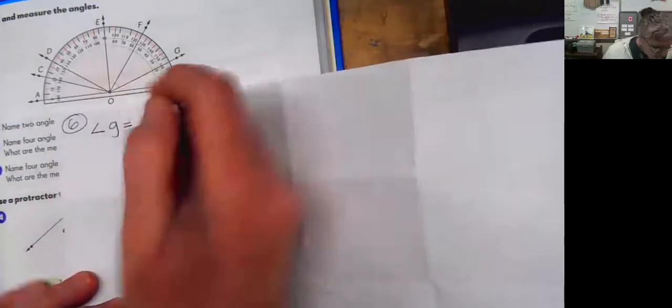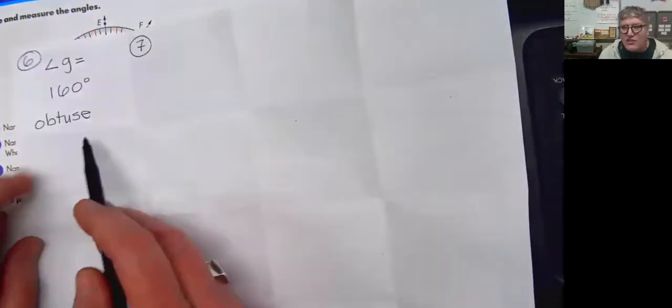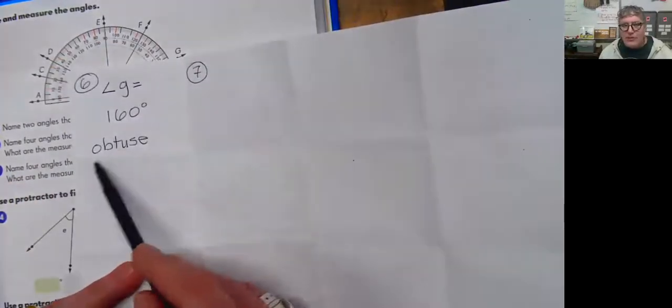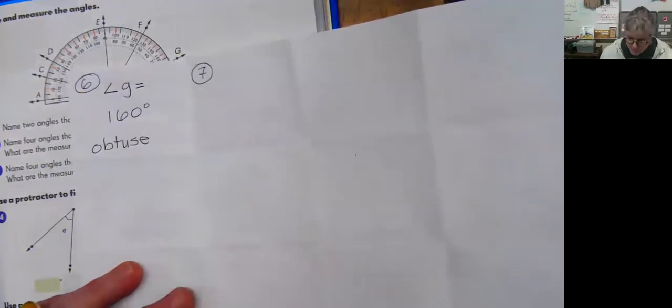And that was angle G. What did we say it was again? We said it was 160. And that is obtuse, right? Even though it's not asking us to classify it, it's just always good practice for you to remember vocabulary words, to use them as often as you can.